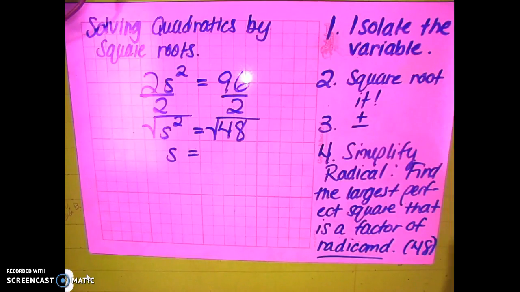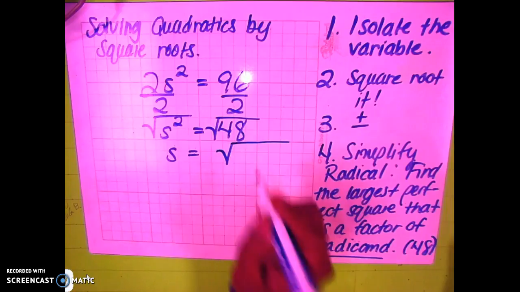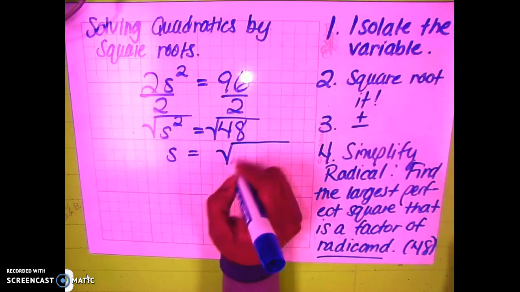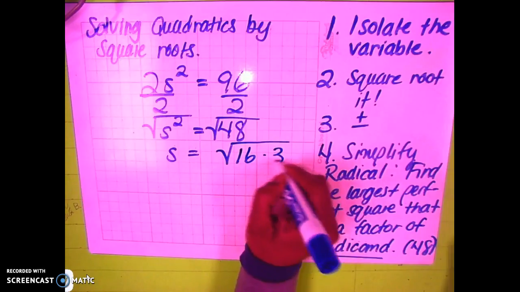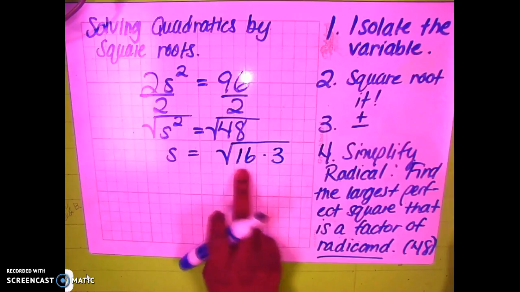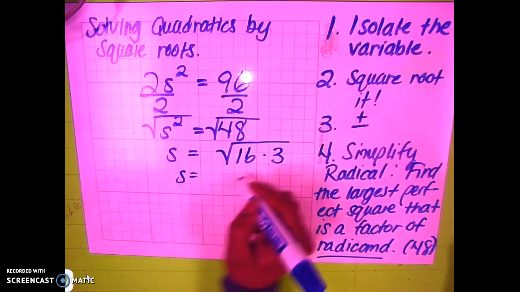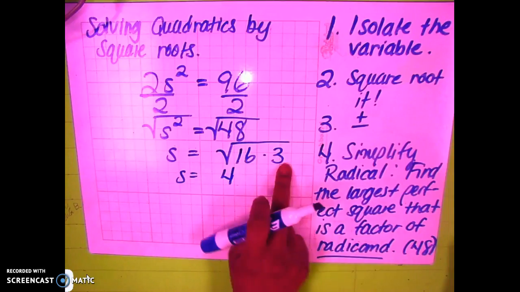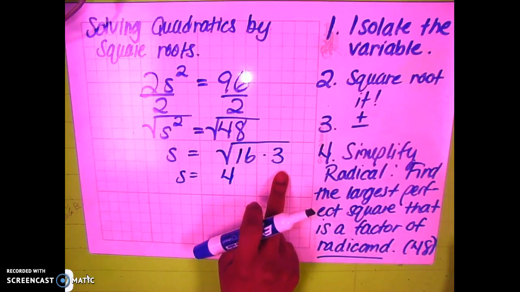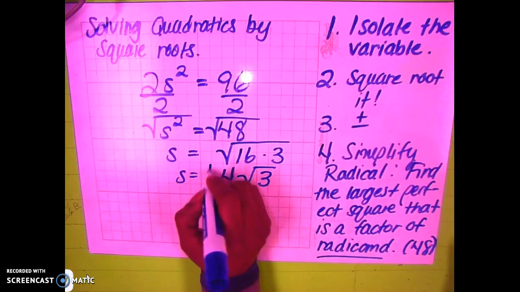Alright, so I know the largest perfect square that can go into 48 is 16. So that's going to turn the square root of 48 into the square root of 16 times 3. Now I can take the square root of these numbers individually, because they're multiplying. The square root of 16 is 4, and 3 is not a perfect square, and the only perfect square that will go into 3 is 1. So we're just going to keep that the square root of 3, and don't forget your plus or minus.